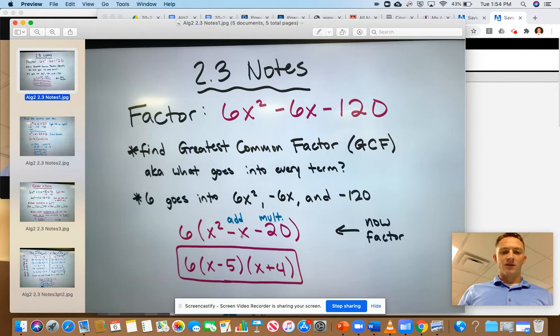Now we can factor this pretty easily. What adds to negative 1 and multiplies to negative 20? Negative 5 times 4 is negative 20. Negative 5 plus 4 is negative 1.